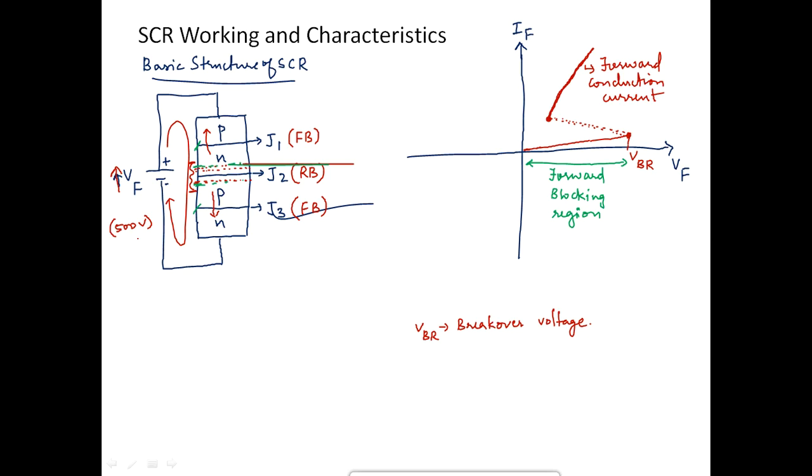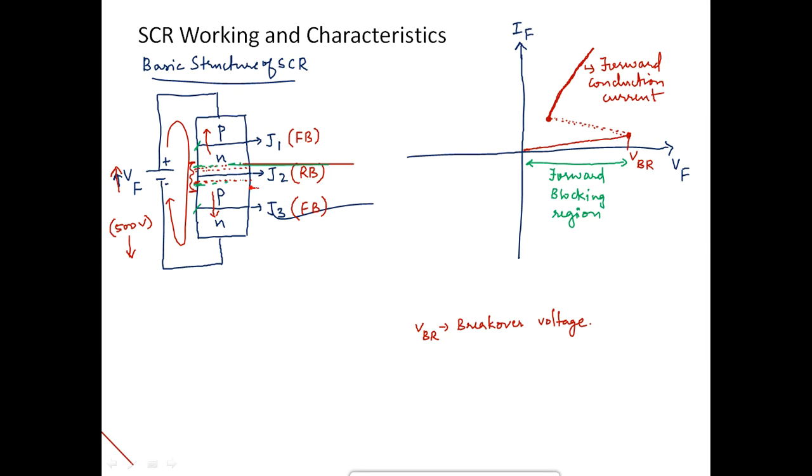For example. Why? Because the breakdown has to happen at junction J2. So is there any way to reduce this point? Yes, there is a way to reduce it, and the way which is being employed is by using a third terminal called a gate. So now we'll try to add that third terminal.